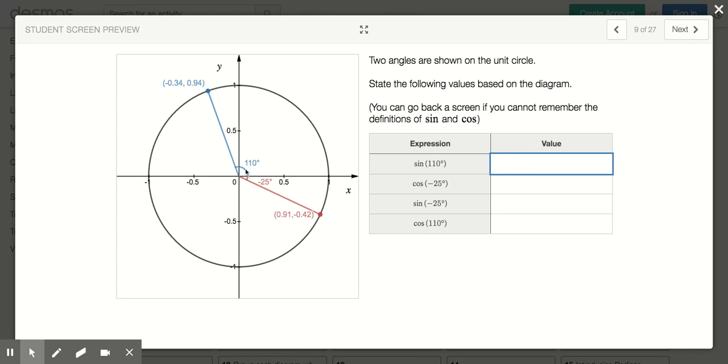So I'm going to look at 110 degrees first, and I know that my first coordinate is going to be my cosine. My second one here is my sine. So looking at this degree, 110, my cosine is negative 0.34 and my sine is 0.94. Now, my other angle measurement here, negative 25 degrees, my cosine also comes first and my sine comes second. So my cosine is going to be 0.91 and my sine is 0.42.